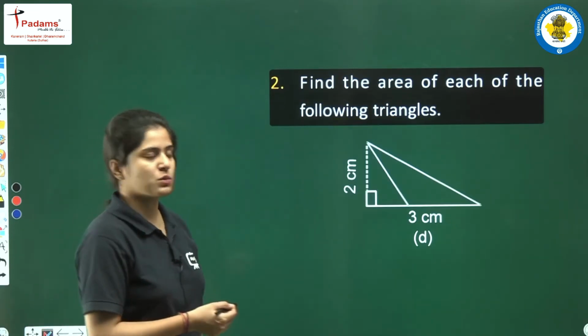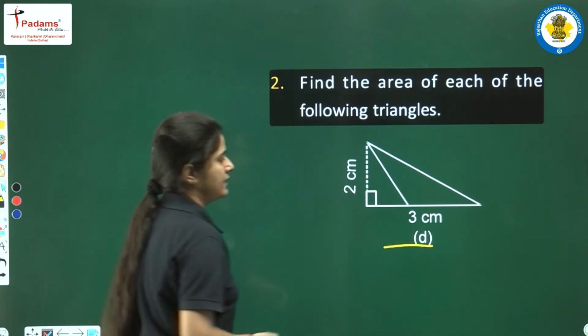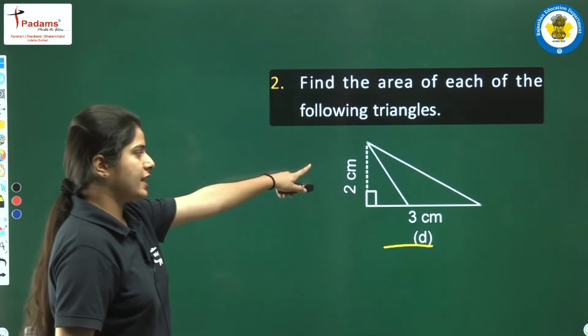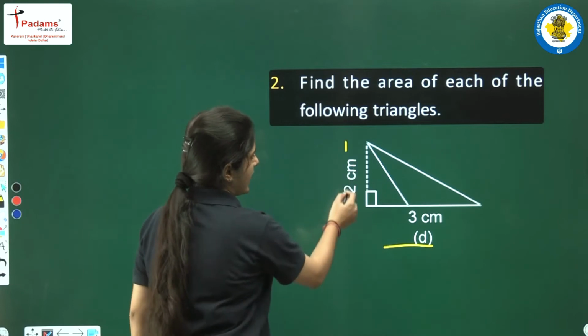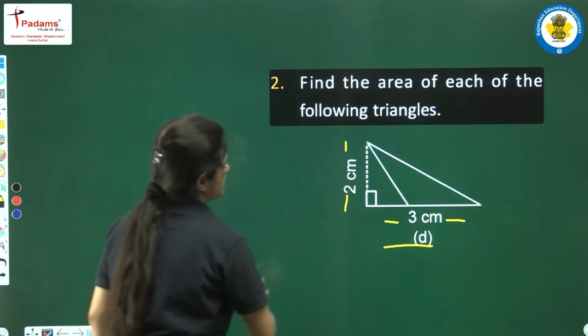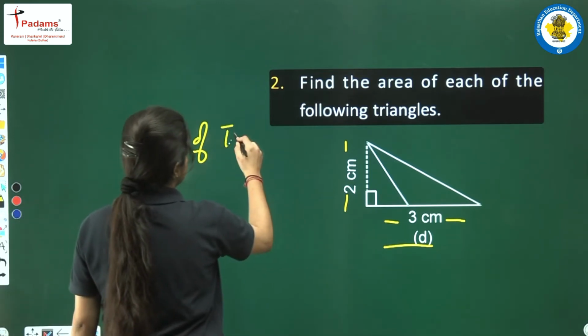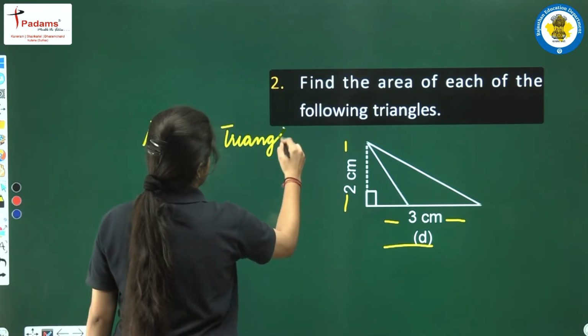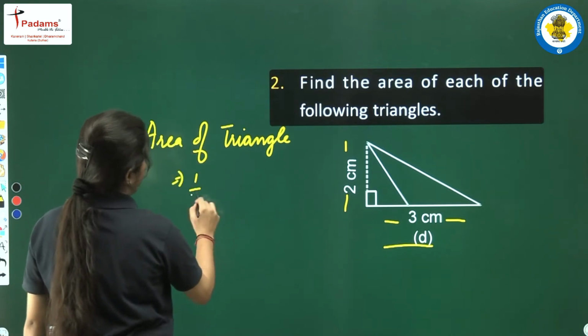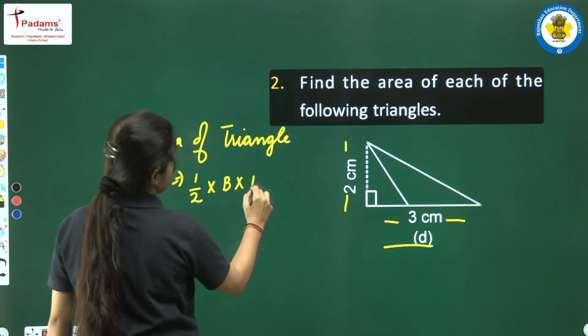Looking at the next question, students, the question D. You need to find out the area of the triangle. This is the height and this is the base, right students? So area of triangle is equal to half into base into height.